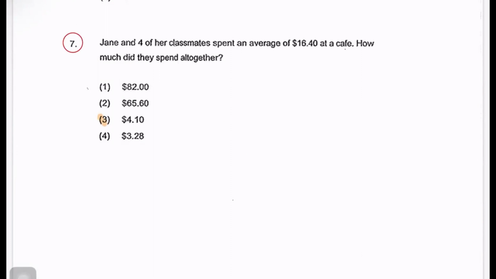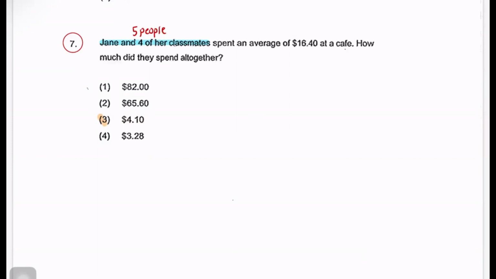Jane and 4 of her classmates spent an average of $16.40 at a cafe. How much did they spend altogether? I think if you didn't get this question correct, it's probably because of carelessness. How many people are there? Jane and 4 of her classmates. In total, how many people are there? 5. There are 5 people. Careless, right? You multiplied by 4, but actually there are 5 people. Redo it now on the spot and tell me what's the answer.